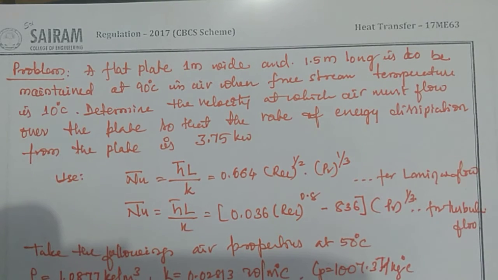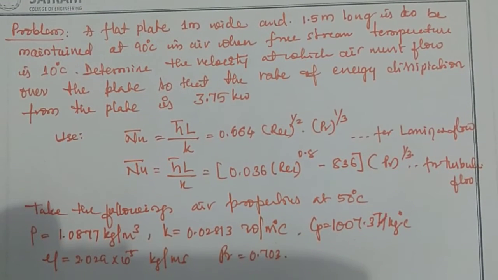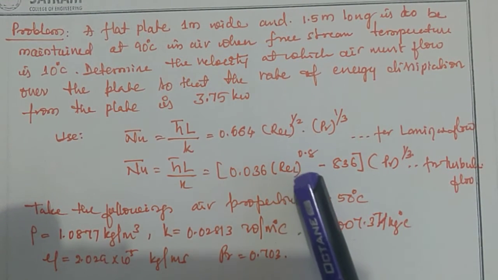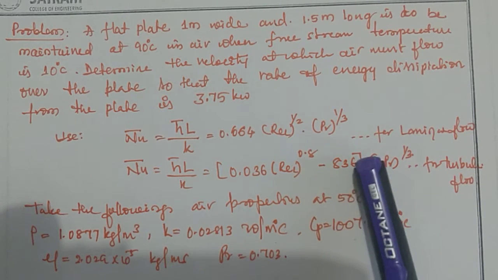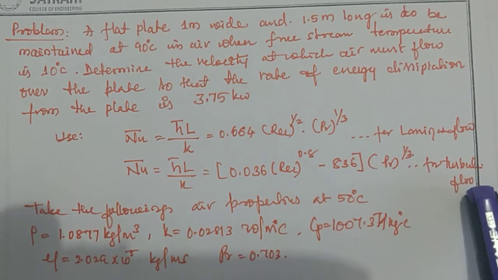Use Nusselt number is equal to hL by k is equal to 0.664 Reynolds number to the power of 1 by 2 into Prandtl number to the power of 1 by 3. This is for laminar flow. And Nusselt number hL by k is equal to 0.036 Reynolds number to the power 0.8 minus 836 bracket Prandtl number to the power of 1 by 3 for the turbulent flow.